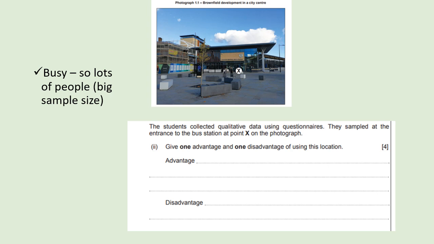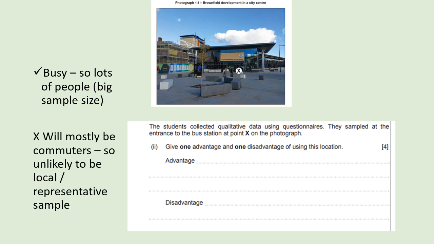But there's a downside to bus stops. People who use buses don't perhaps own cars. People who use buses don't live in the town. People who use buses are probably more likely to be children or old age pensioners or commuters. So you're not going to get a representative sample. So that would be the sort of perfect answer to that question.